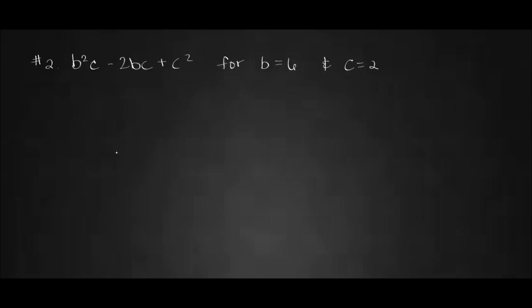Right, the next example, number 2, we've got a little more complicated expression. We end up with b squared c minus 2bc plus c squared. And again, we have different values for b and c. So when you substitute, you end up with 6 squared times 2 minus 2 times 6 times 2 plus, got a parenthesis there, 2 squared.